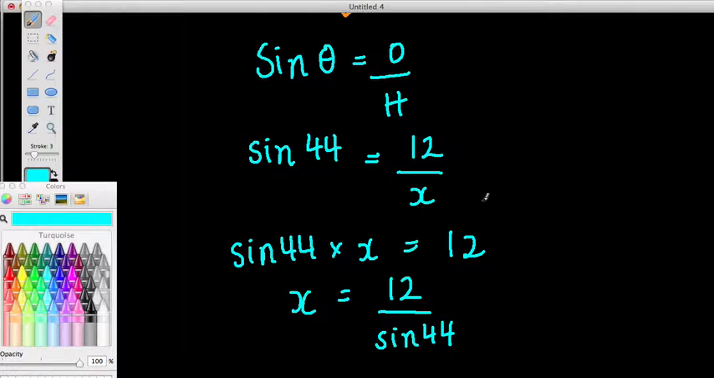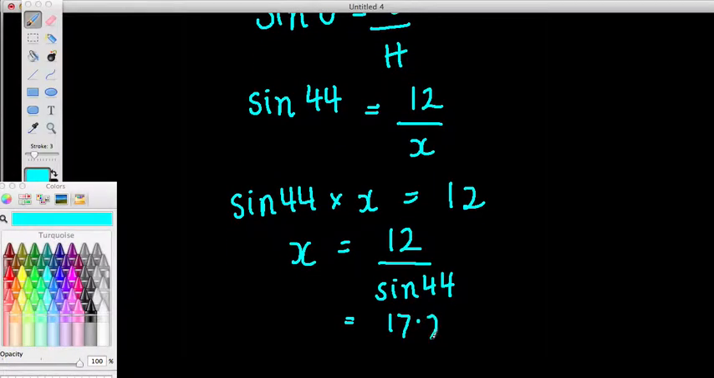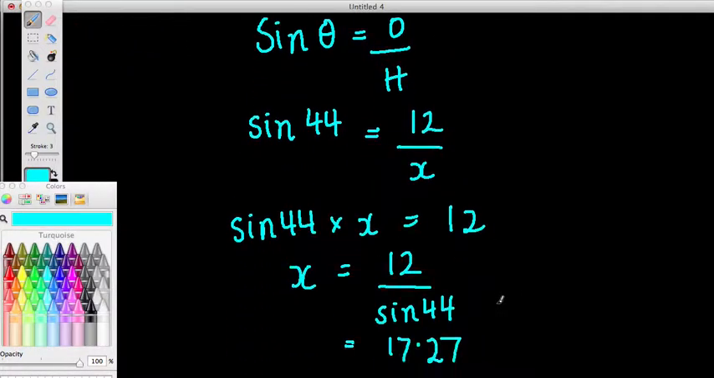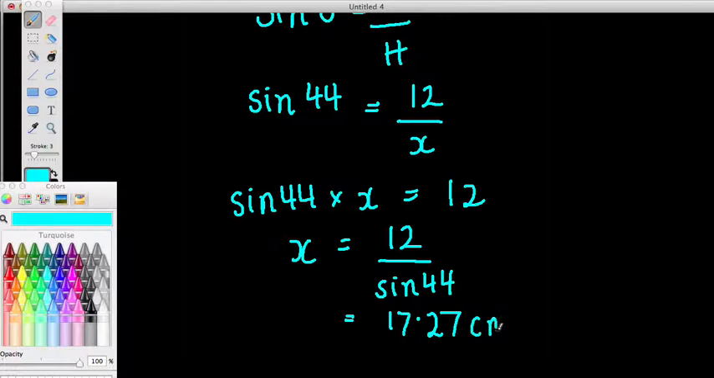I'll do that on my calculator now. Remember to round appropriately. What I've got here is 17 point, well, hopefully you can see that, 17.27. Now, did we have a unit? We did. It was centimetres. Make sure you include that as well. So 17.27 centimetres.